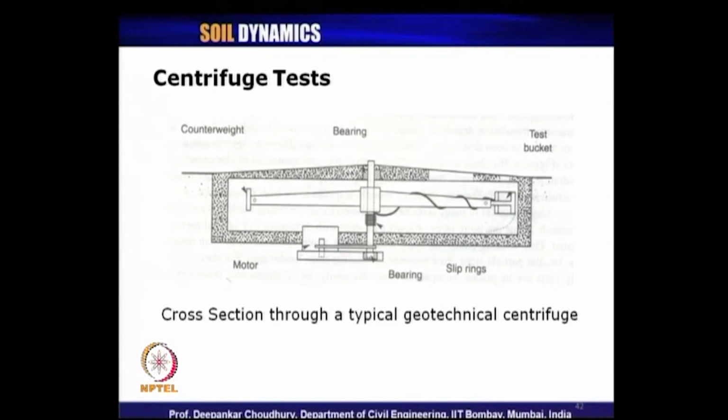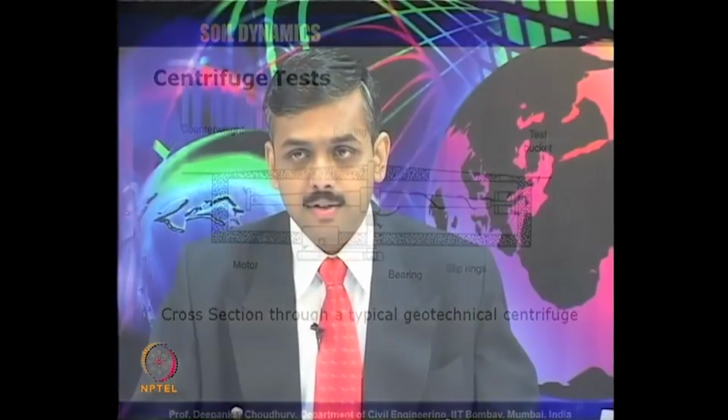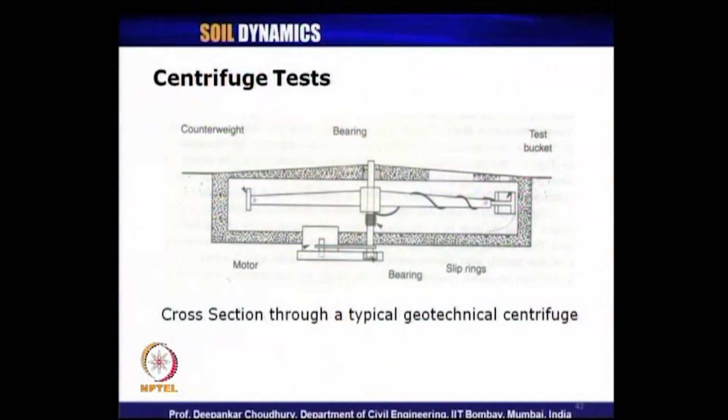Now, another model test is the centrifuge test for obtaining the dynamic soil properties. In the centrifuge test, this is the cross section of a typical geotechnical centrifuge. We have a bearing, slip rings, we have a basket, the test basket, and here counterweights are provided.